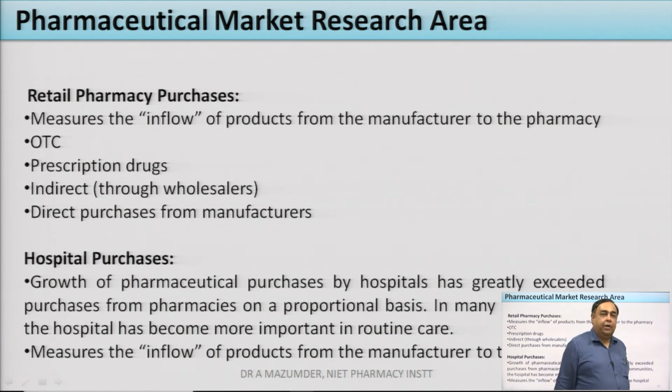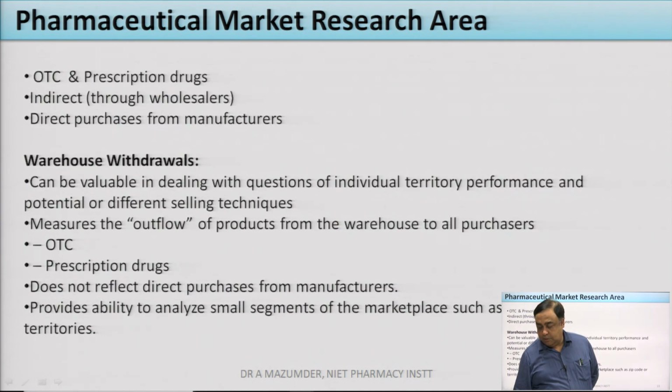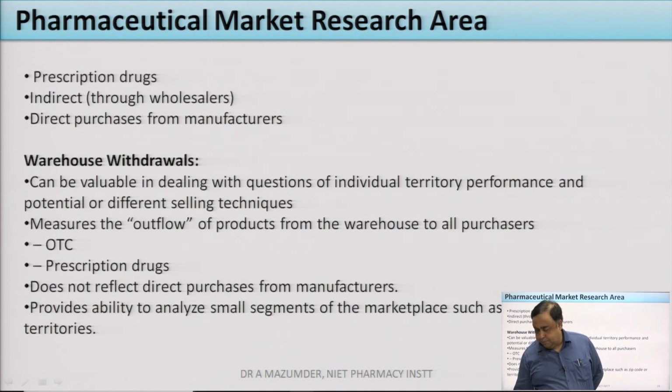Now, the various pharmaceutical market research areas we carry out pertain to the retail pharmacy process, where we are going for purchase of the various drugs, whether it is a prescription drug or a non-prescription drug. We also do survey on the hospital purchases. We sometimes carry out warehouse withdrawals, the rate at which the products are being drawn from the warehouse. Research is going on the OTC as well as for prescription, non-prescription drugs also.